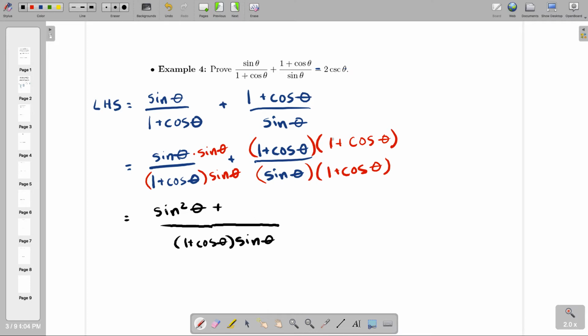And as I look at this, I'm going to realize that I'm probably going to need to go ahead and multiply this out in order to have any hope of having things cancel, right? I cannot cancel 1 plus cosine theta with the 1 plus cosine theta here because it's being added to everything else. So I'm going to go ahead and FOIL this out. So this is going to be plus 1 for the first, plus cosine theta, 1 times cosine theta, plus cosine theta, and then the last would be plus cosine squared theta.